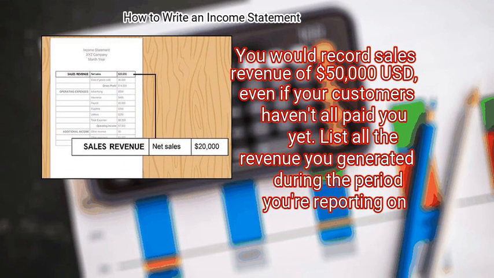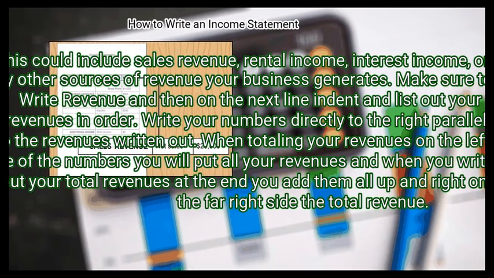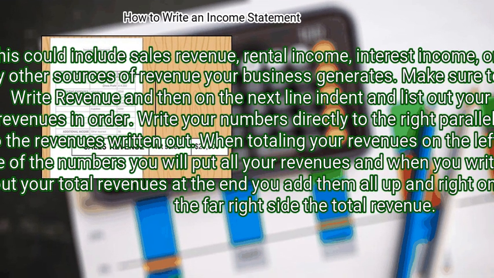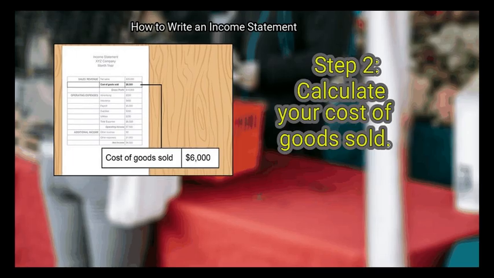List all the revenue you generated during the period you're reporting on. This could include sales revenue, rental income, interest income, or any other sources of revenue your business generates. Make sure to write revenue and then on the next line indent and list out your revenues in order. Write your numbers directly to the right, parallel to the revenues written out. When totaling your revenues, on the left side of the numbers you will put all your revenues, and when you write out your total revenues at the end, you add them all up and write on the far right side the total revenue.